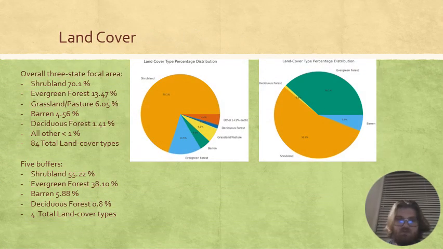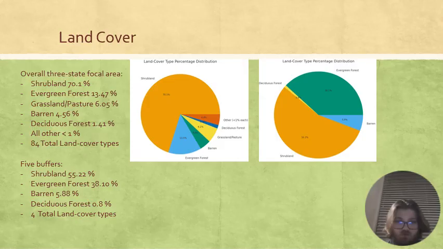Now to address the land cover. Overall, the 3-state focal area was mainly dominated by shrubland at 70.1%, evergreen forest at 13.47%, grassland pasture at 6.05%, barren at 4.56%, deciduous forest at 1.41%, and all other land cover types were less than 1%, with a total of 84 total land cover types.